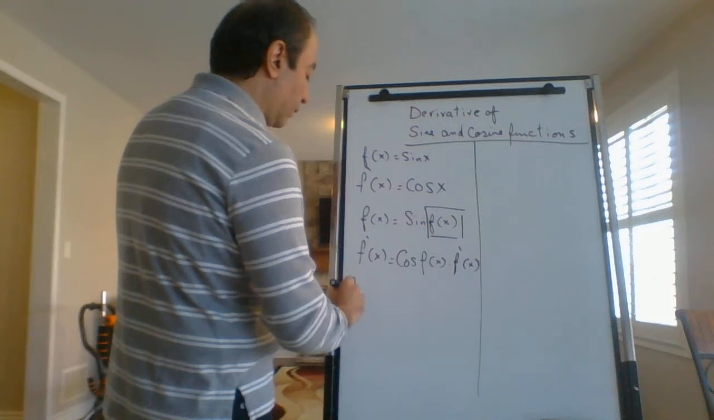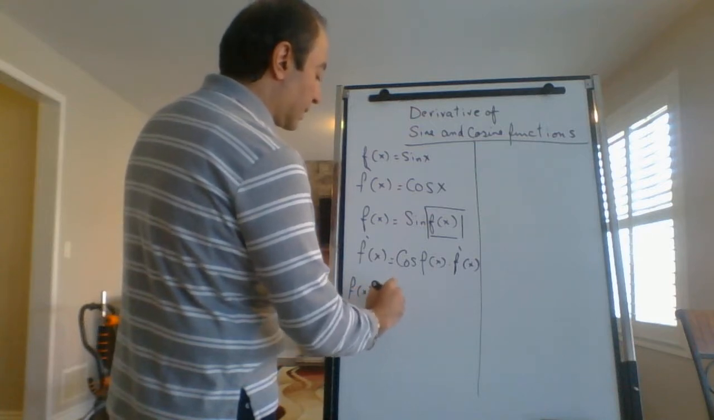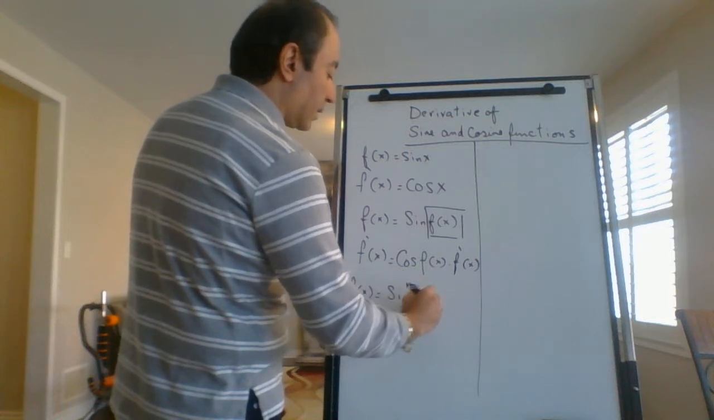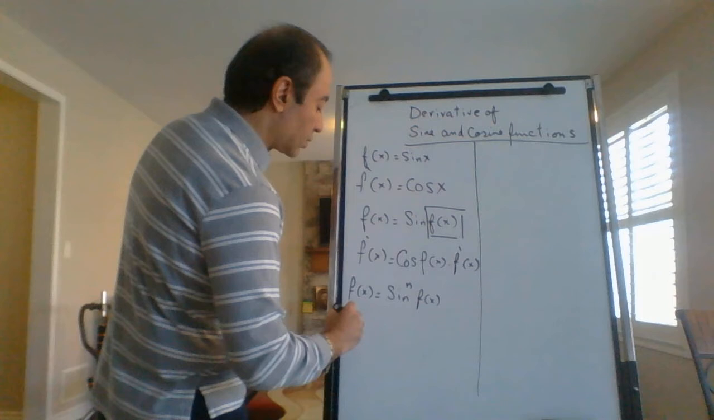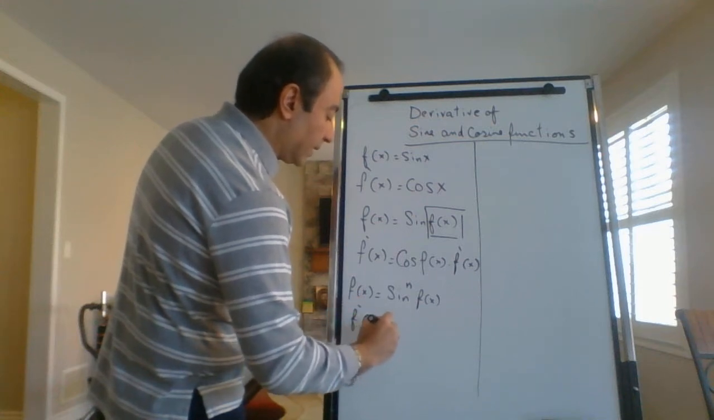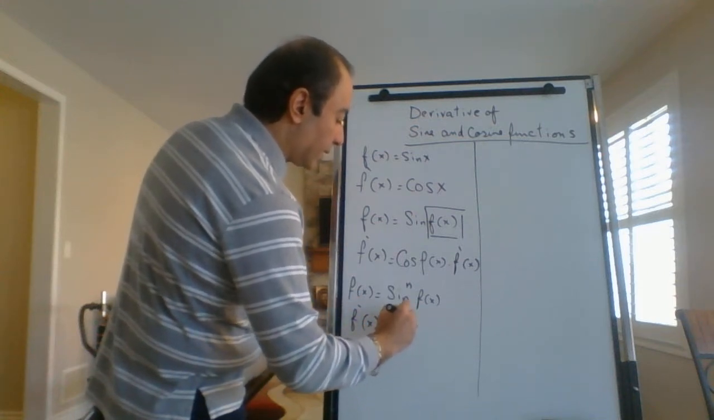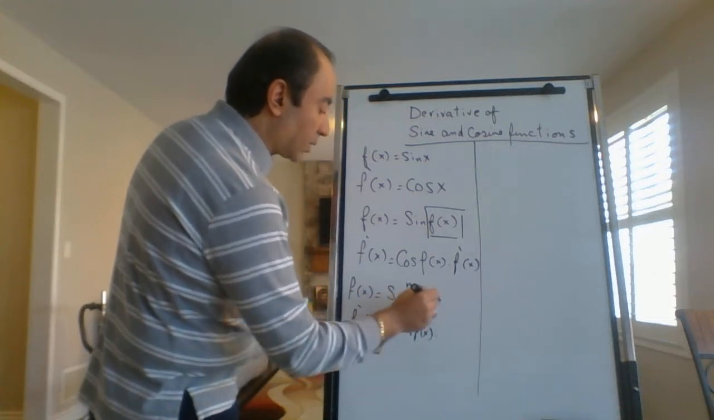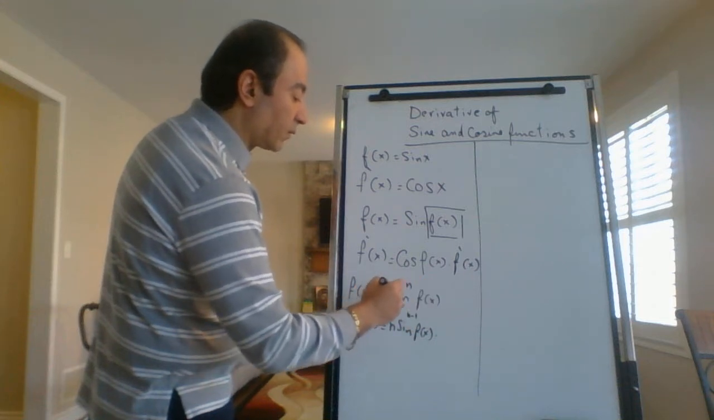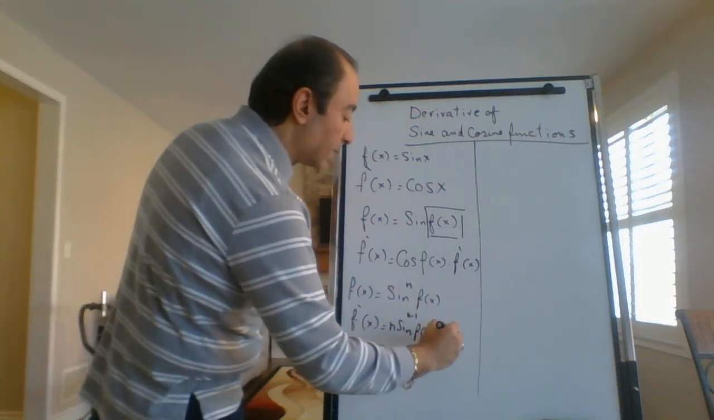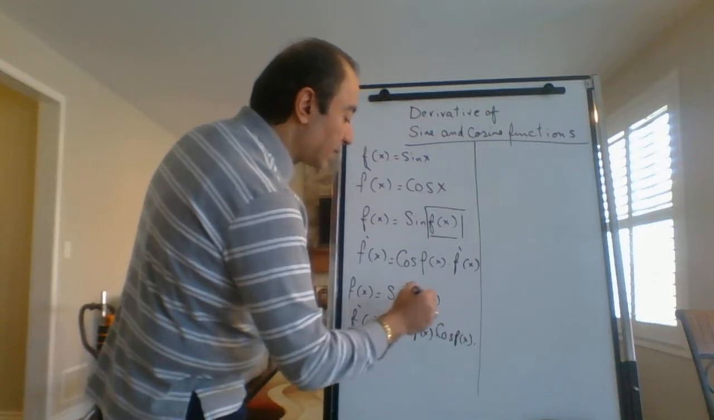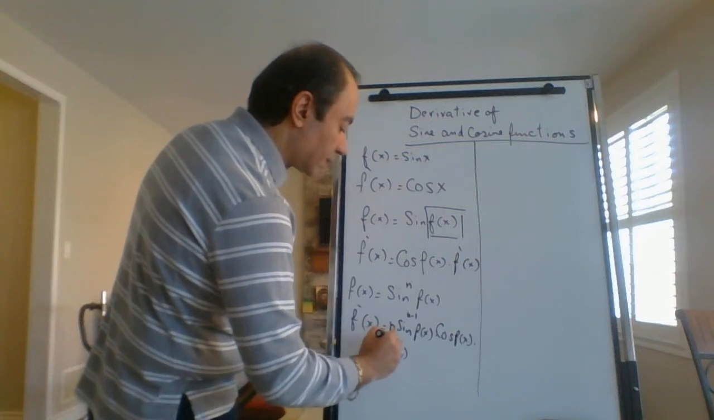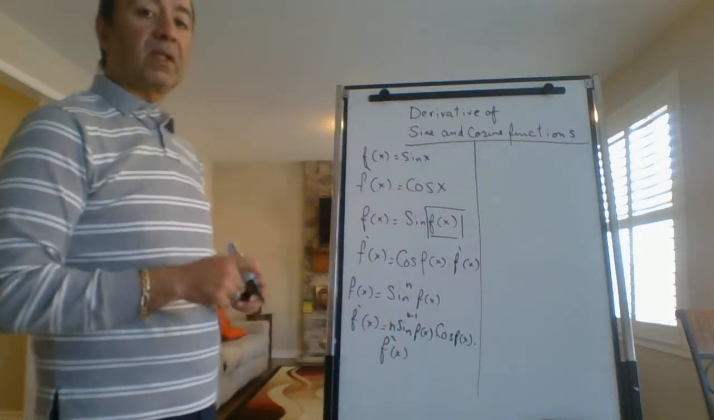If we have f of x equal sine to the power of n f of x, we're going to use chain rule twice. So f prime of x will be n sine to the power of n minus 1 f of x. Then we are going to multiply this with the derivative of sine anything, which is cosine that thing, times the derivative of whatever inside, which is f of x, f prime of x. Okay, this is the derivative of the sine function.